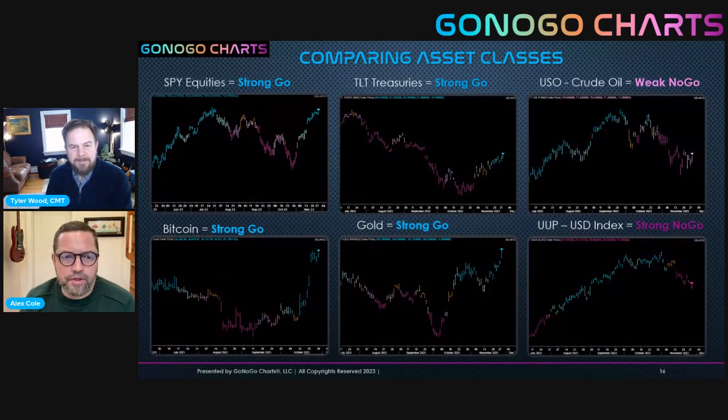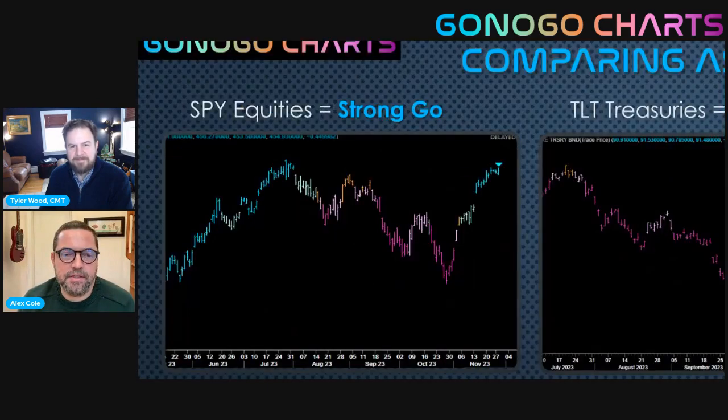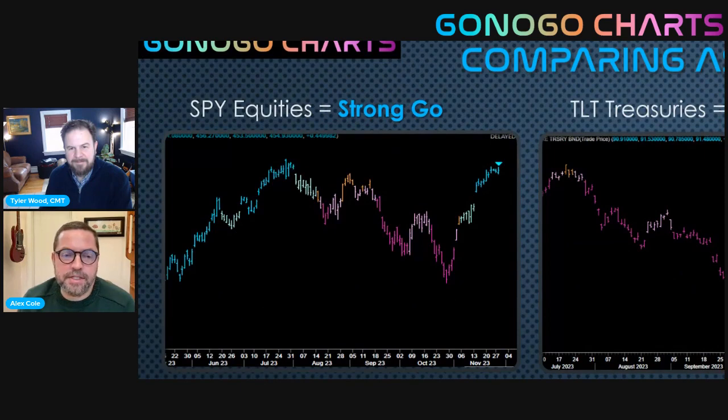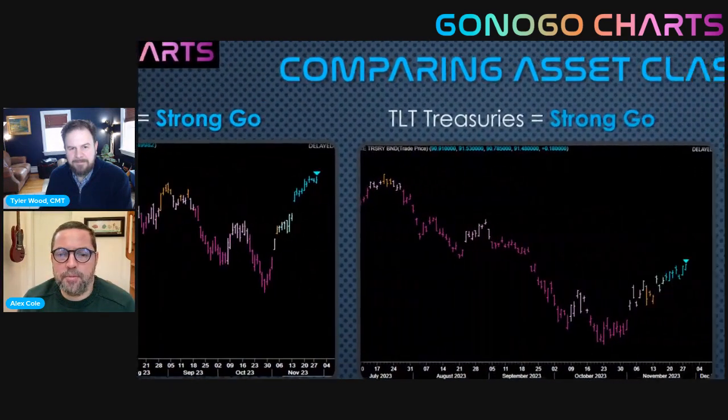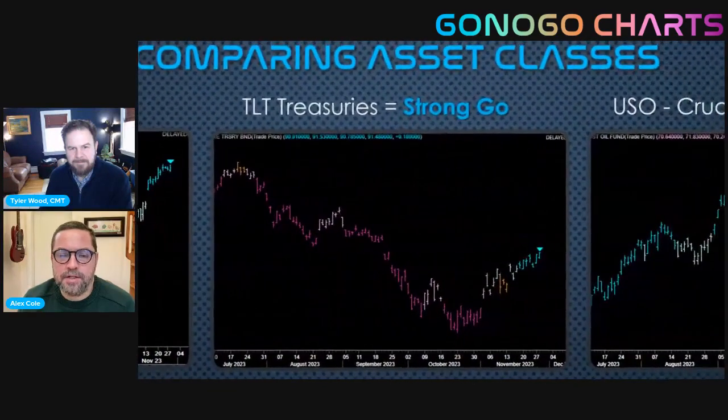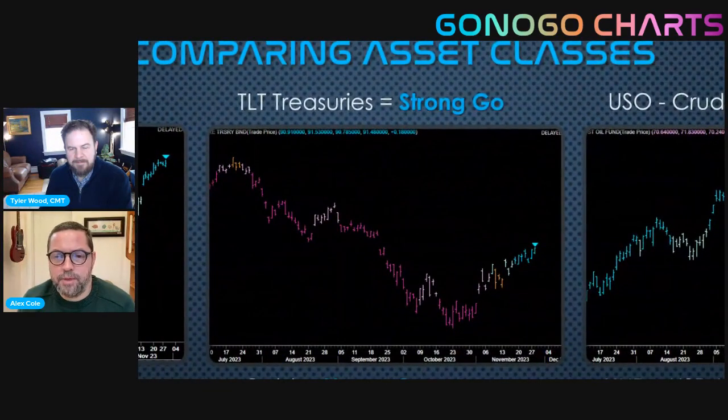Yeah, and it's so important for us now. You said people are asking us about other asset classes. Well, nowadays, what if you do only trade equities? With the ETF explosion, you can be exposed to these other asset classes, even if you're just trading equities. So let's run through these real quick. Equities at this time were a strong go. You can see that we're painting the bright blue bars there. Treasuries as well at this time were a strong go, bright blue bars.